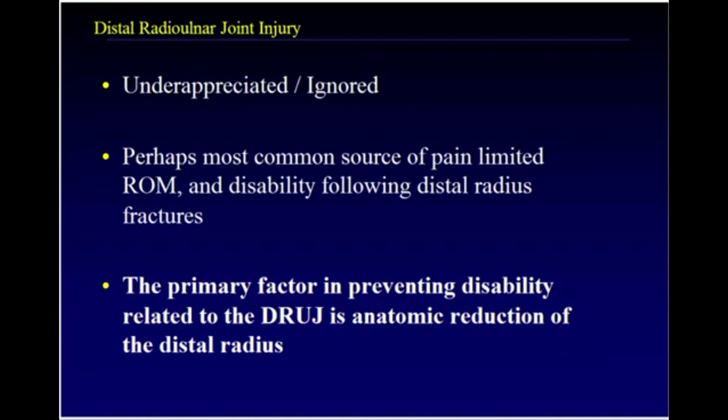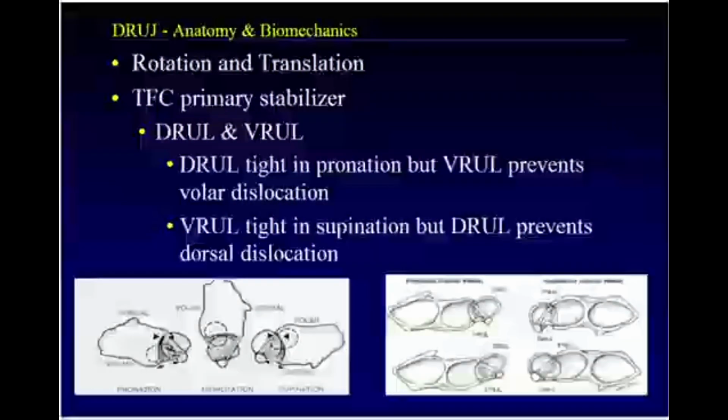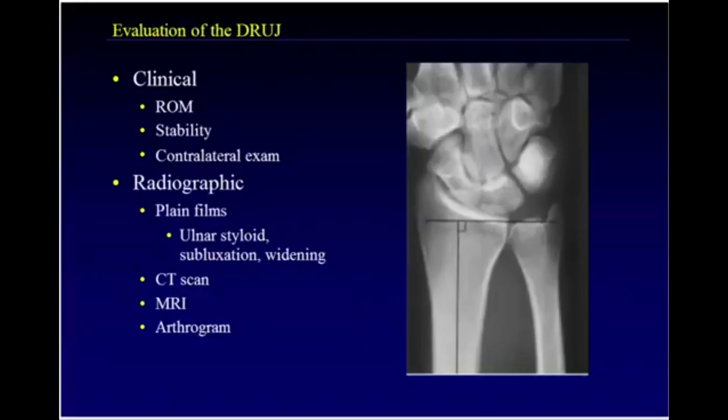Remember that the DRUJ has both rotation and translation, and the triangular fibrocartilage complex is the primary stabilizer of the DRUJ. So the TFC is very important. Evaluation of the DRUJ clinically consists of assessment of the range of motion and stability, as well as examining the contralateral extremity. Again, on the radiographs, you're looking on the plain films for widening on the AP view, dorsal displacement on the lateral view. CT scan, MRI, and arthrogram can sometimes be useful as well.